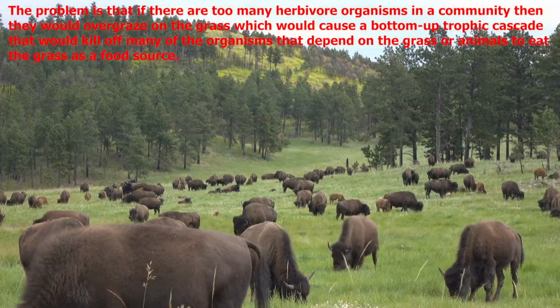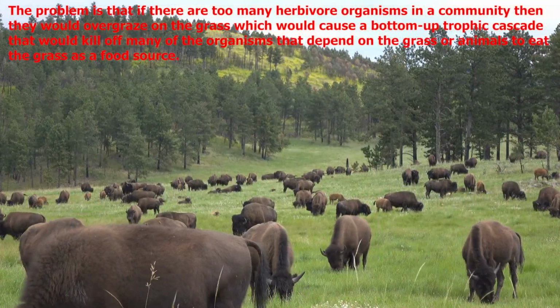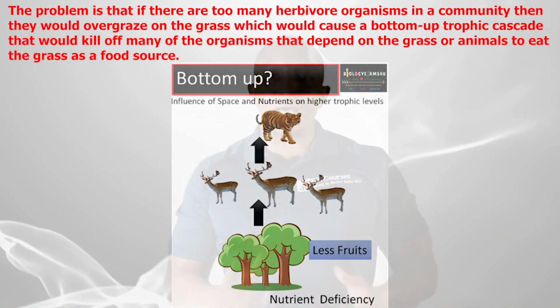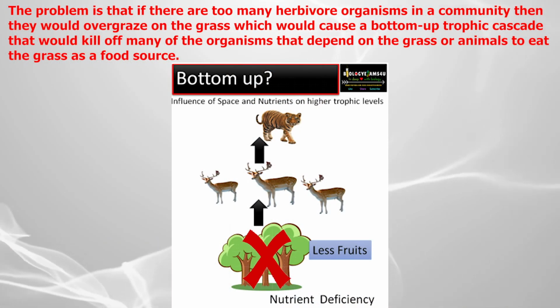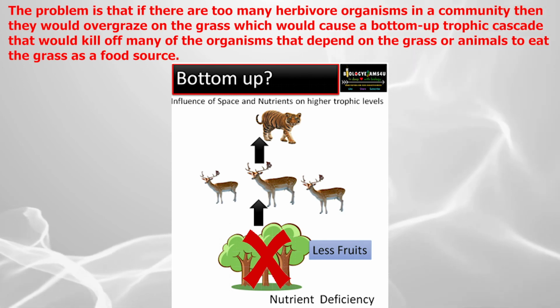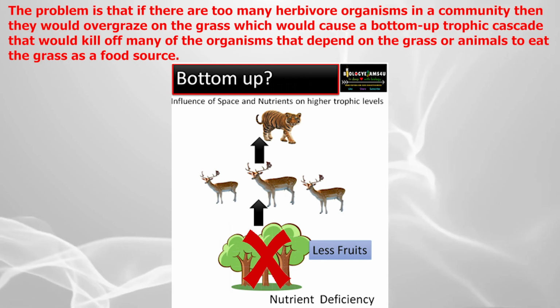The problem is that if there are too many herbivore organisms in a community, then they will overgraze on the grass, which would cause a bottom-up trophic cascade that will kill off many of the organisms that depend on the grass, or animals that depend on the animals that eat the grass for food resources.